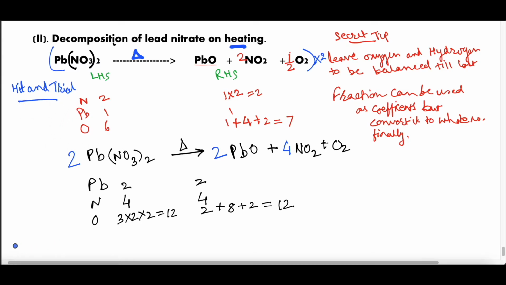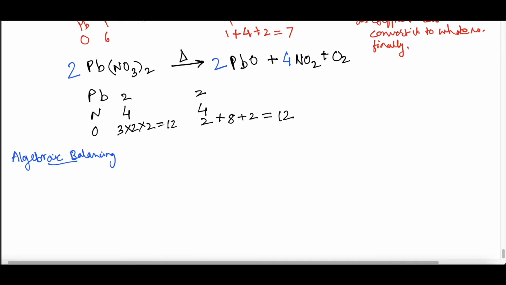Now let us balance the same chemical equation by another method, that is the algebraic balancing method. So let me write down this same chemical equation for you first. So the chemical equation is Pb(NO3)2 upon heating gives PbO plus NO2 plus O2.